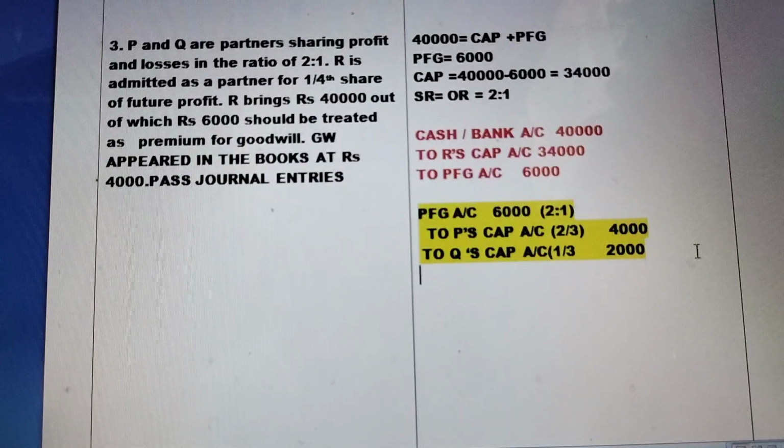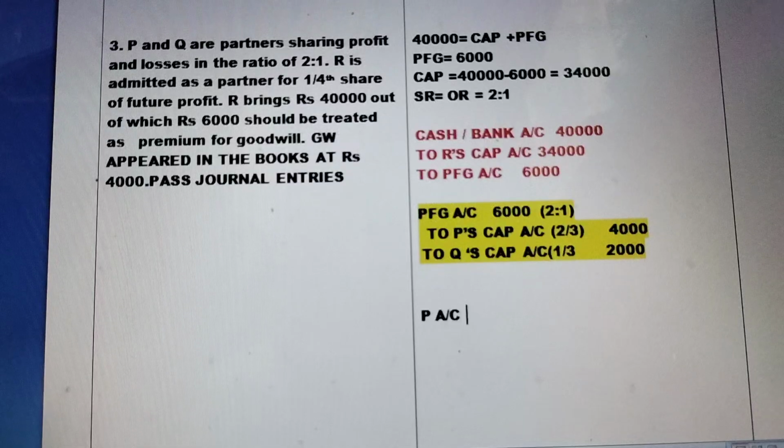And we need to pass one more entry in order to cancel the goodwill account. Goodwill appeared in the books at rupees 4,000. This 4,000 has to be cancelled. While cancelling this, if you want to cancel the existing goodwill, then you have to debit old partners' capital, not sacrificing partners' capital, to goodwill. Who is the old partner?